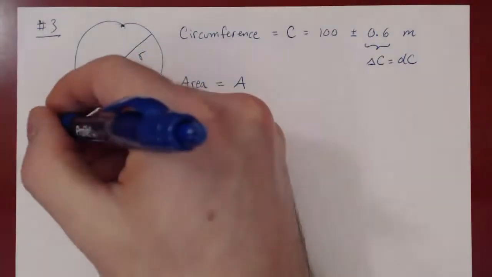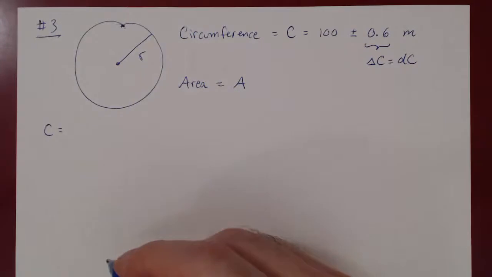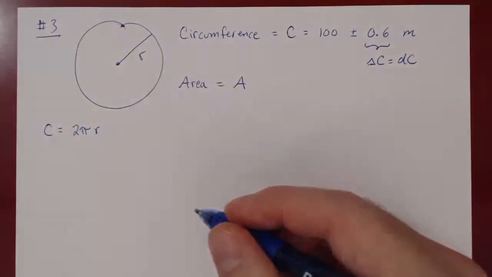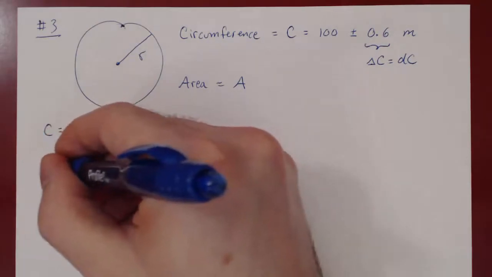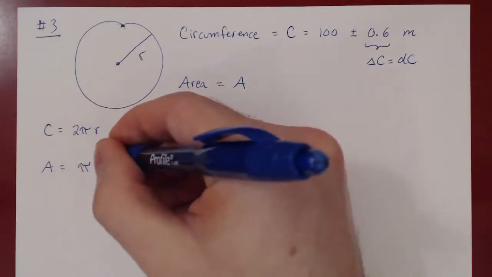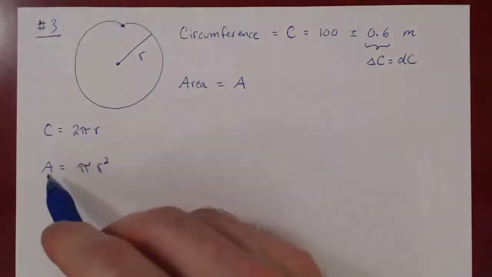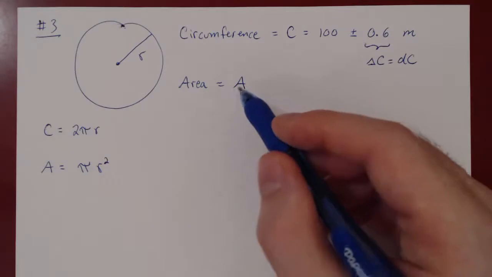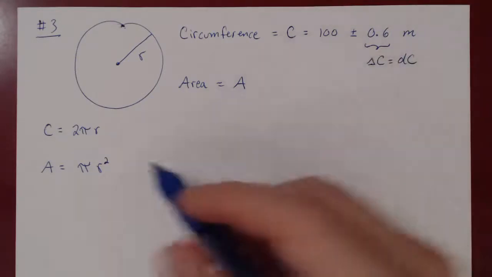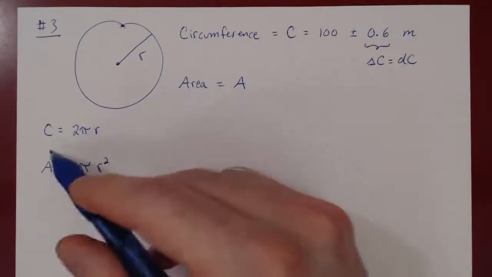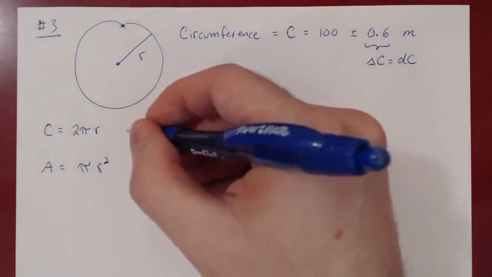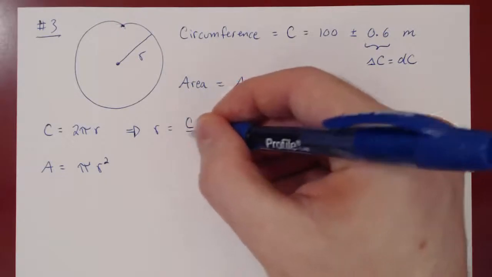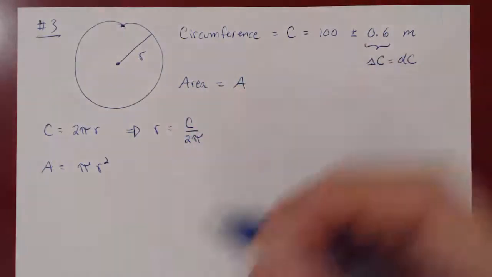Okay, so the circumference of a circle is 2 pi r. The area of a circle is pi r squared. So you see, A is a function of r, C is a function of r, but we want A as a function of C. Well, what if we solve for r here as a function of C? Divide across by 2 pi, and you get that r is simply the circumference over 2 pi.